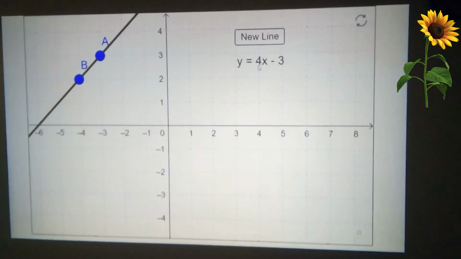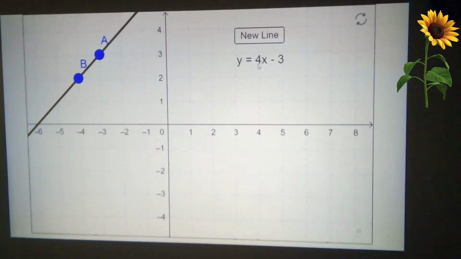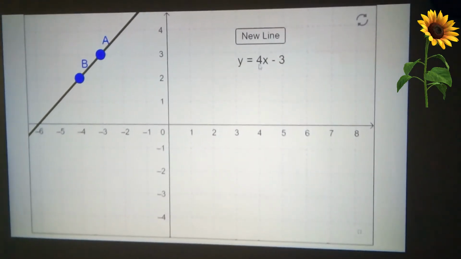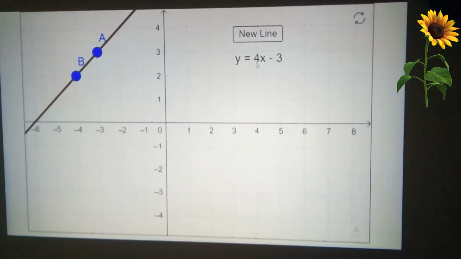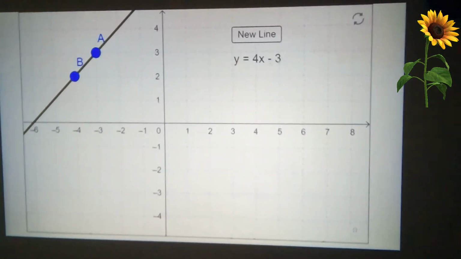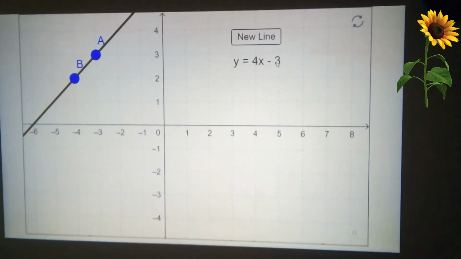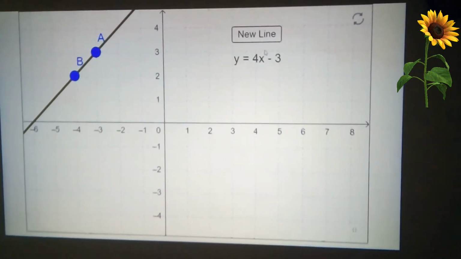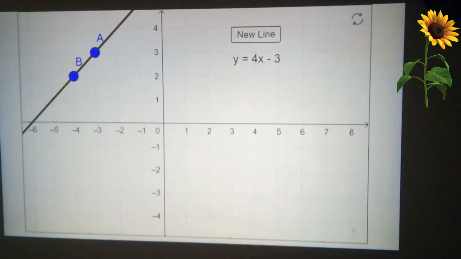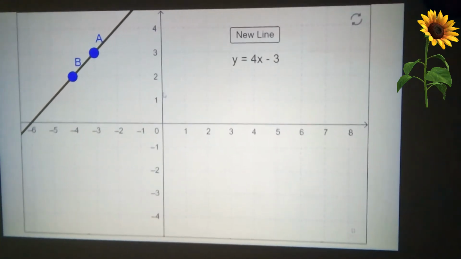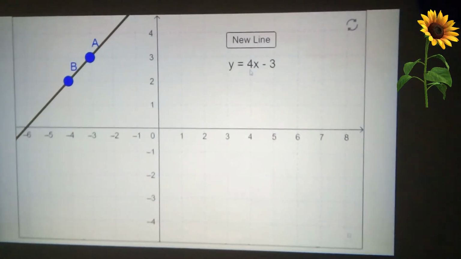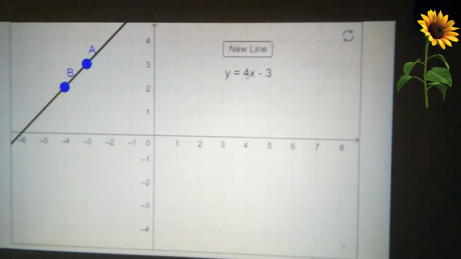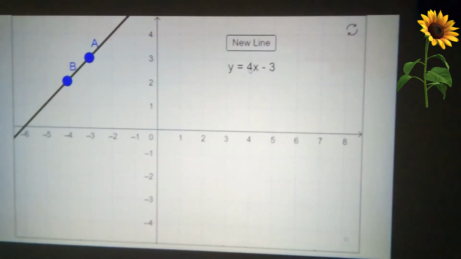Now, here on the board we have the equation of a line which is y equal 4x minus 3. Now minus 3 would be where the line intersects the y-axis, right? And 4 would be the gradient. And note here that 4 is positive, so this line will have a positive gradient.